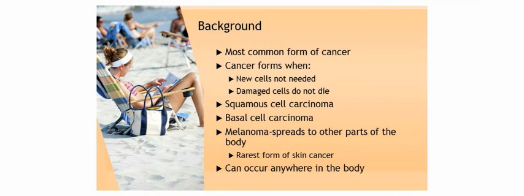So there are three types of skin cancer. These include squamous cell carcinoma, basal cell carcinoma, and melanoma. The first two, squamous cell carcinoma and basal cell carcinoma, are actually non-melanoma. What does that mean, right? Melanoma actually spreads to other parts of the body, whereas non-melanoma doesn't really spread. Melanoma also is the rarest form of skin cancer, so most likely we would see squamous cell carcinoma or basal cell carcinoma before we would see a melanoma case.